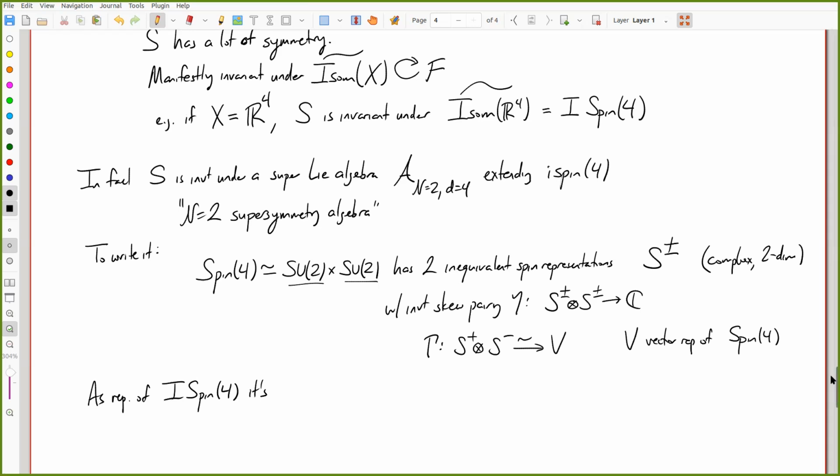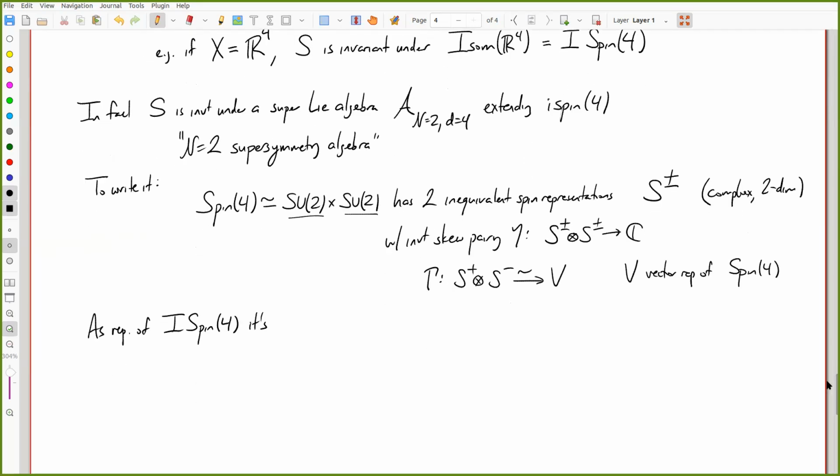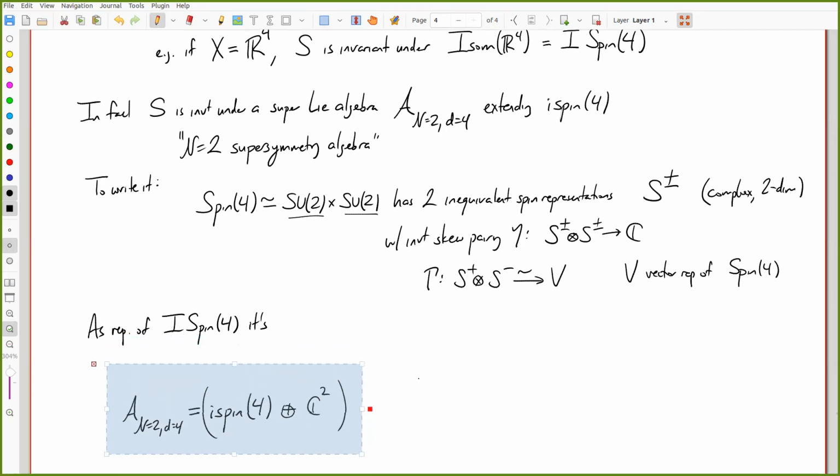So here's what it is. First of all, there's the I spin 4. There's an extra C2, which is central, and I'll talk about it in a second. So this is the even part.